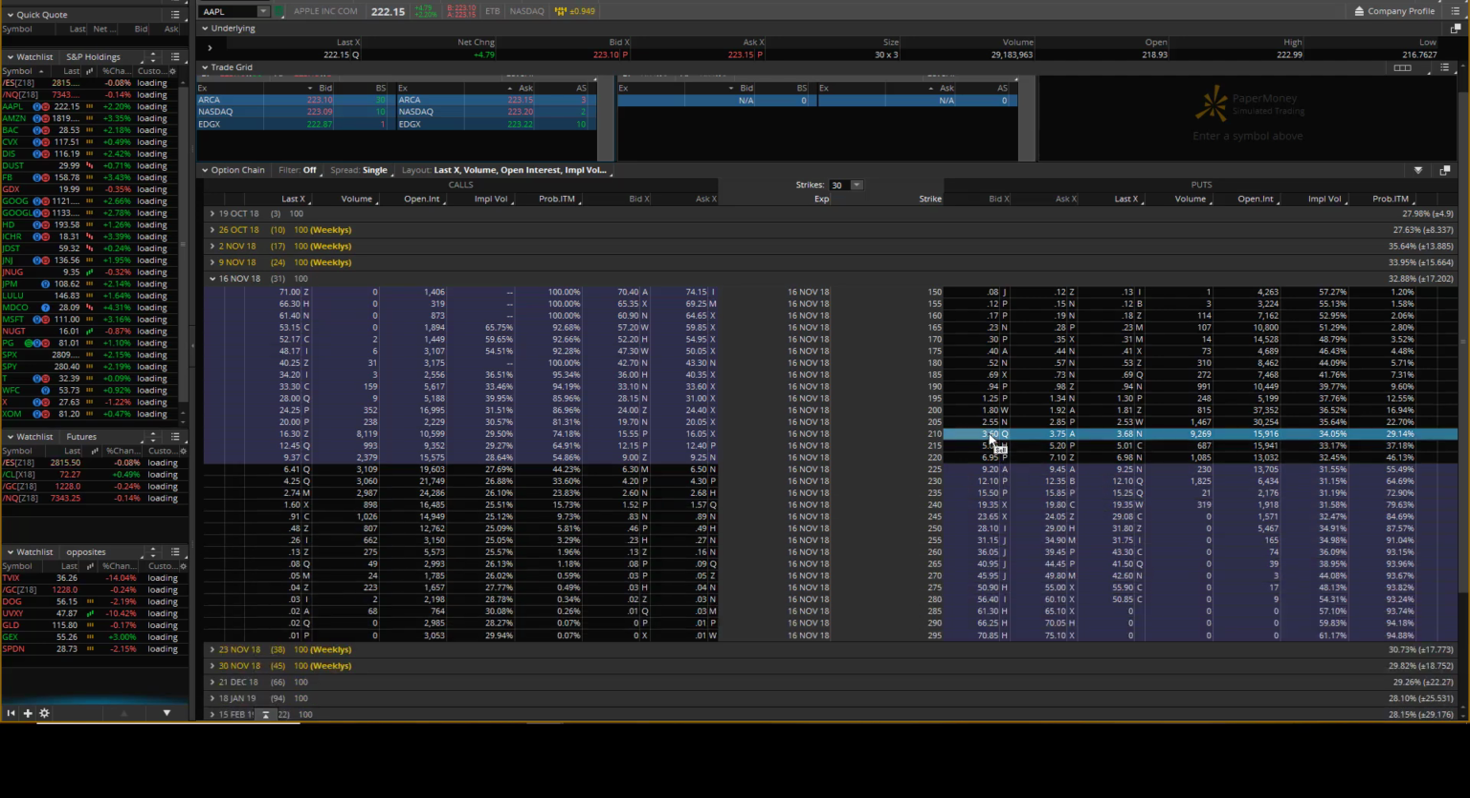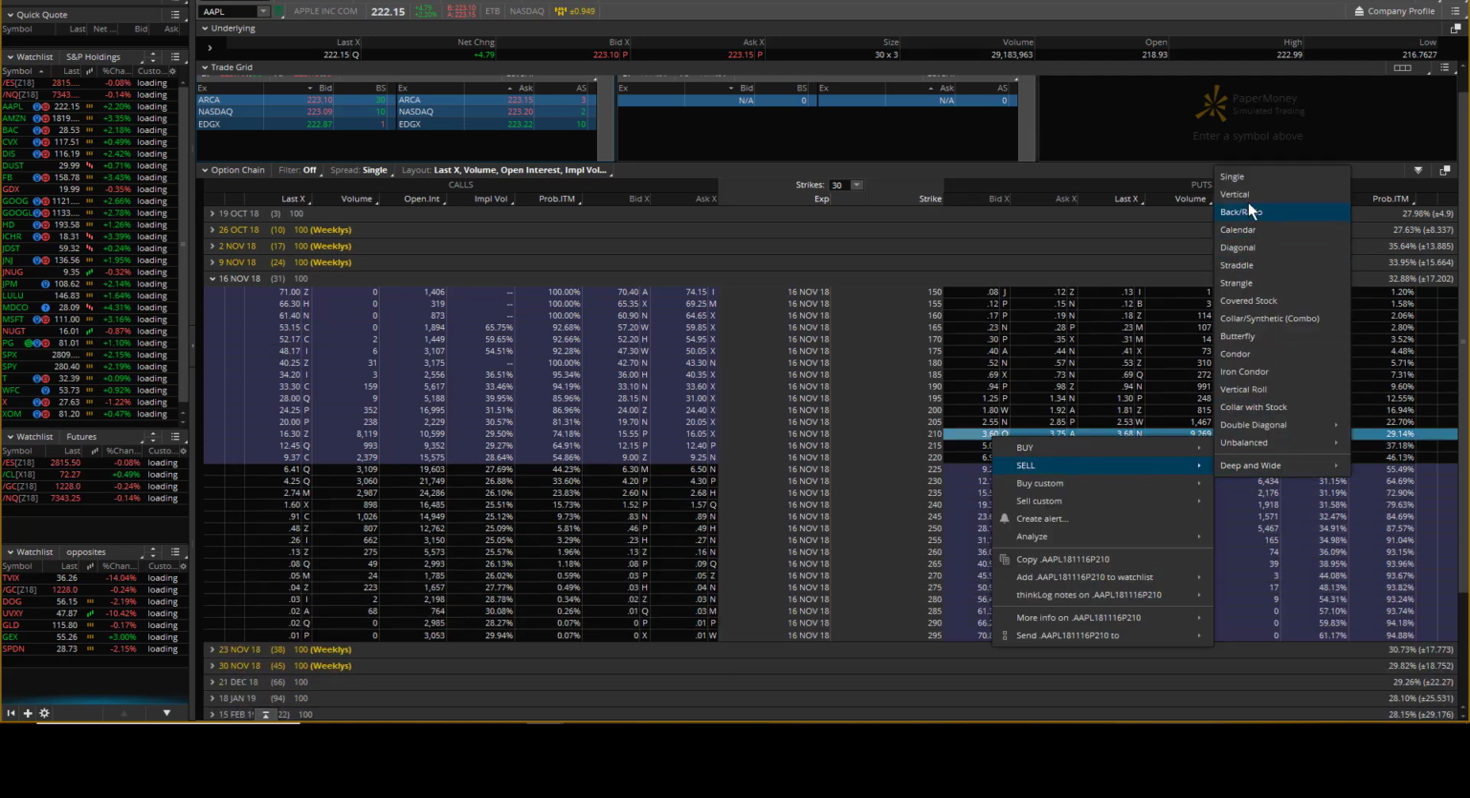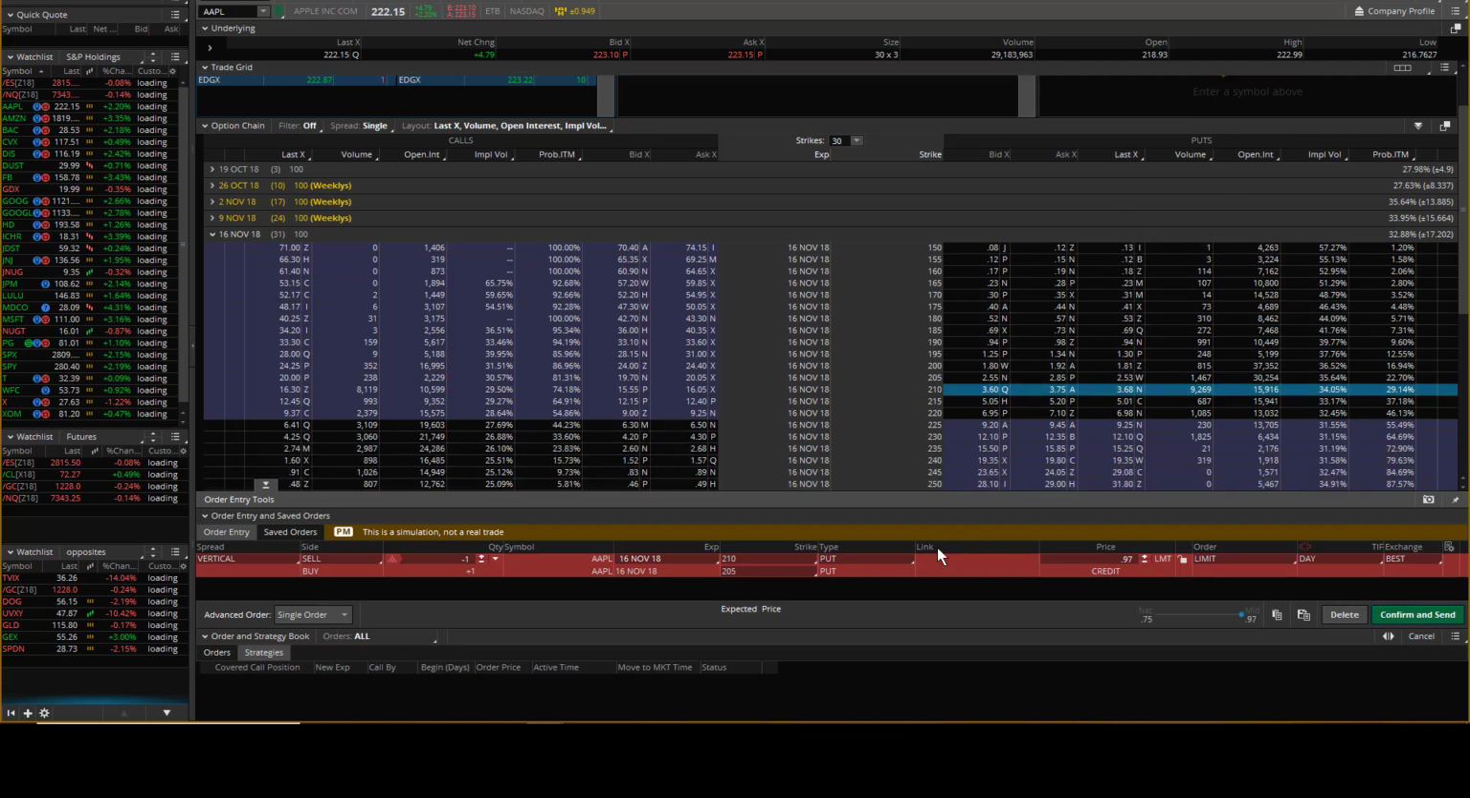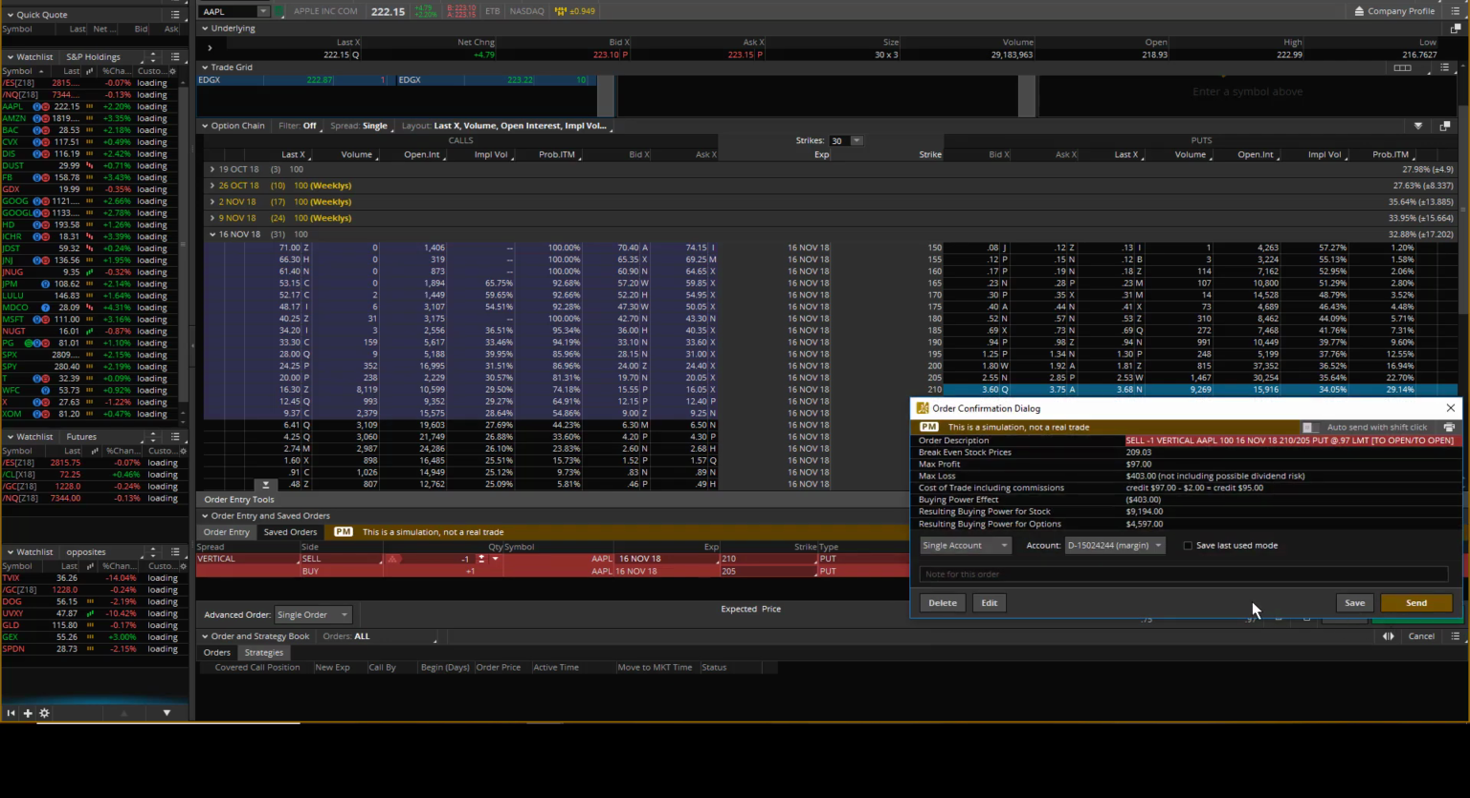However, one way we can get around that is if you right click, go to sell, and click vertical, you'll see here it pulls up two contracts. So what you're actually doing is you're selling the 210, but then you go out and you buy the 205 for protection. The reason that we do that is because if Apple were to completely fall through the 210 strike and go all the way through the 205 strike, your 205 put is making money as you're losing money on the 210. You're still going to lose money, but the 205 makes it what we call a defined risk strategy.